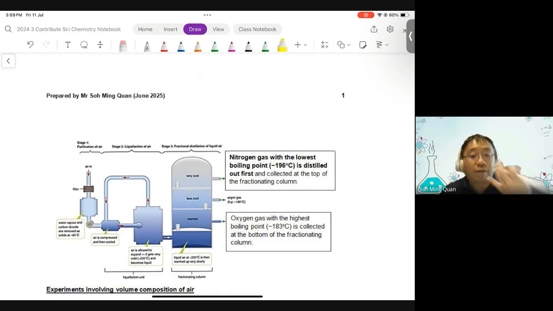So over here, I've told you that nitrogen gas has a boiling point of minus 196 degrees Celsius. Because it has the lowest boiling point amongst the gases, it will be distilled out first and is collected at the top of the fractionating column. Now, this is similar to crude oil, where the top of the fractionating column is where the lowest boiling point is. So it is important to note the lowest boiling point is found at the top of the fractionating column. On the other hand, oxygen with a higher boiling point of minus 183 will be collected nearer the bottom.